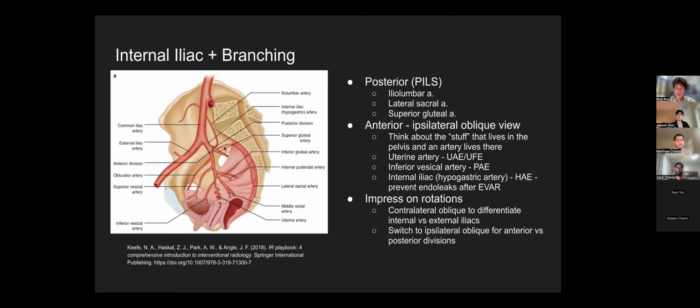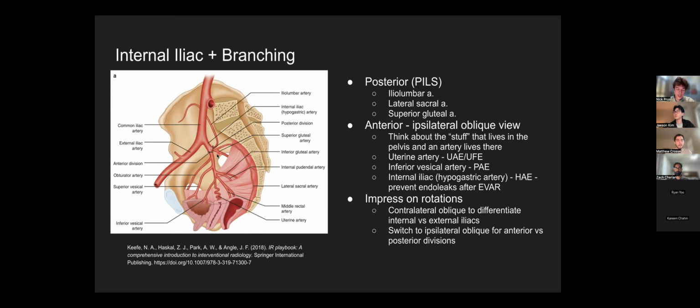I'm honestly not too sure of many procedures going on in this area, but it's still important to know the anatomy. And just in general, there's a lot of variations in this region, so it's important to know what's common and also to know what's different. The anterior division's more high yield. I'm going to talk about this very soon, but to differentiate the anterior versus posterior divisions, you'd want to take an ipsilateral oblique view. It helps differentiate both the anterior and posterior division.